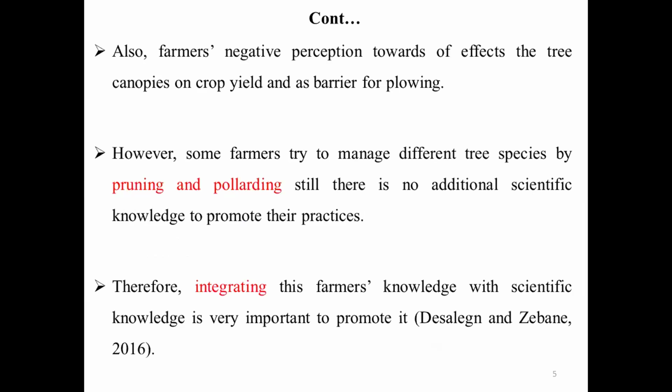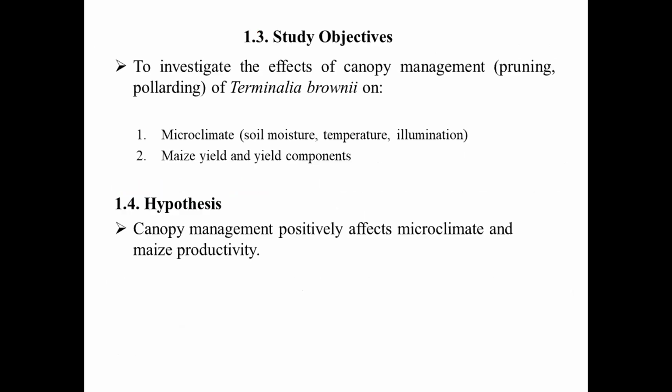Also, farmers perceive the trees as a barrier for plowing. In Ethiopia, plowing is traditionally done by oxen, so farmers see those trees as a barrier, and the canopy affects the crop yield. Some farmers practice pollarding and pruning to minimize these effects, but this indigenous farmer knowledge is not scientifically integrated. So this study is very important.